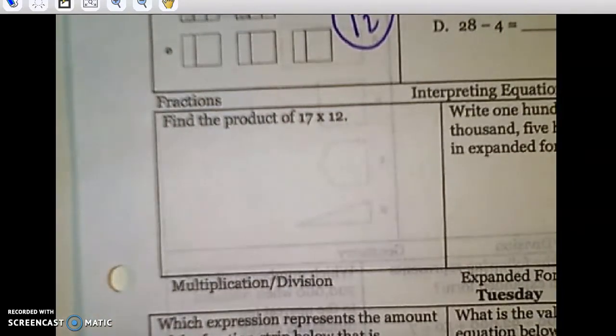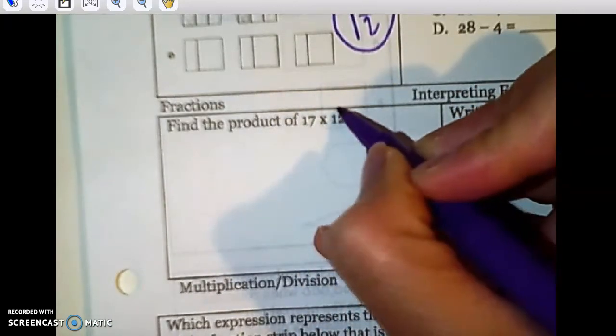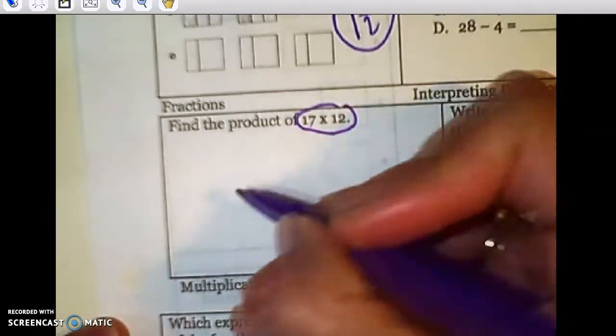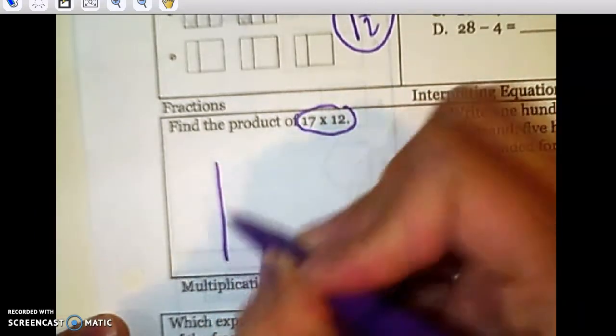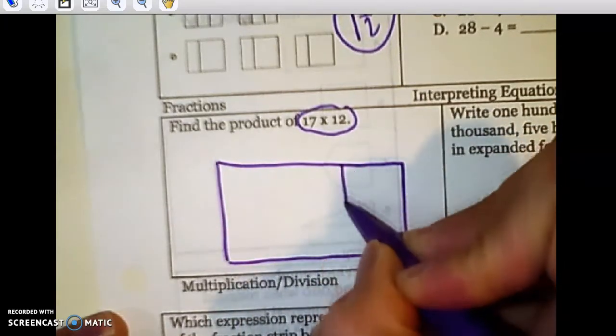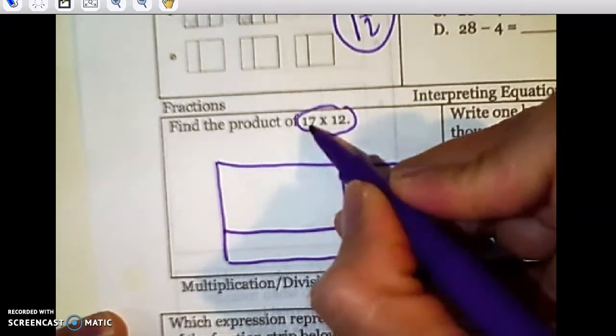Find the product of 17 times 12. Okay, so product, I know it means I'm going to find the answer when I multiply these two. So a strategy that we know is our area model. So I'm going to start by drawing my rectangle here. I'm going to make it proportional. Okay, so I see that this is 17 times 12.